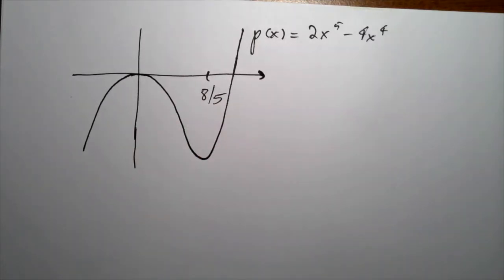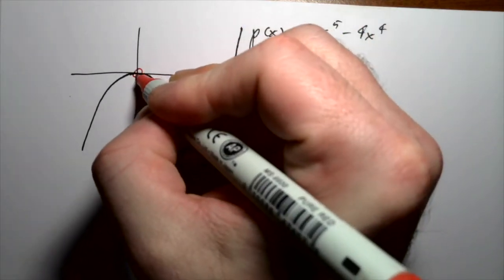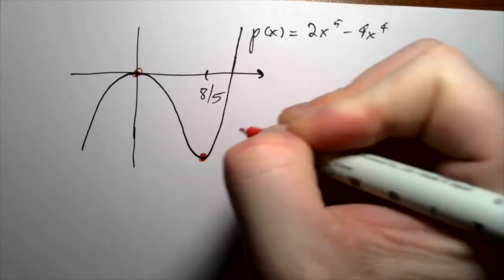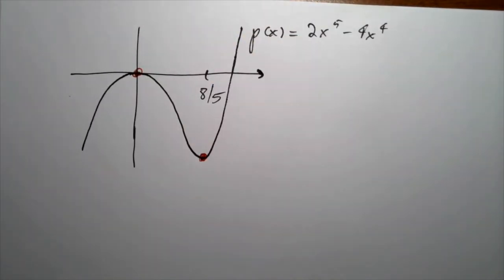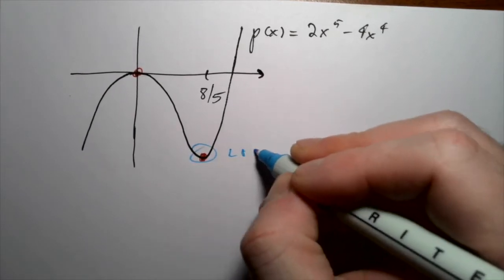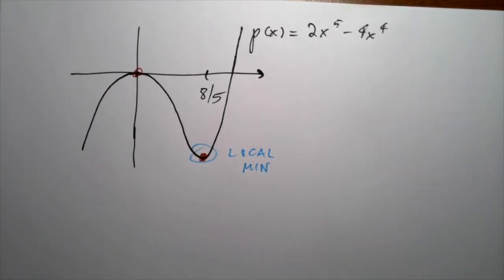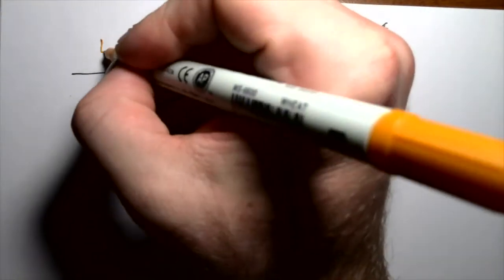So let's classify our critical values as we did algebraically before, just on the picture I mean. So we determined that at 8/5 it's a local minimum, and at 0 it's a local maximum. So here's our local minimum, and here is our local maximum. Awesome.